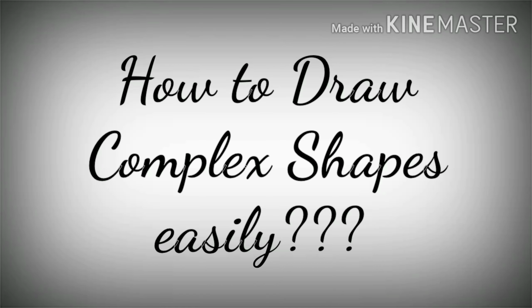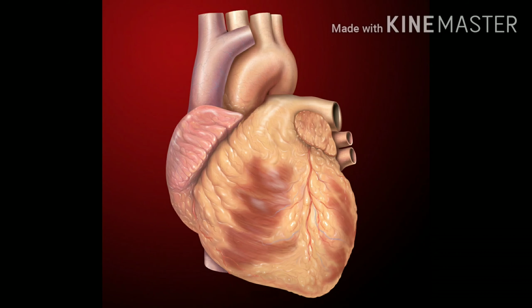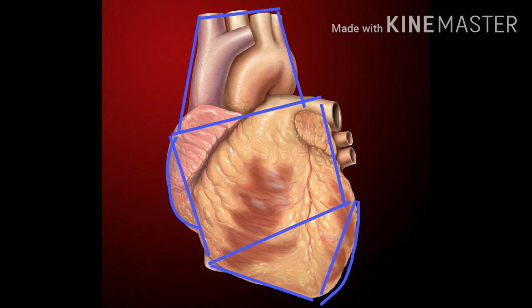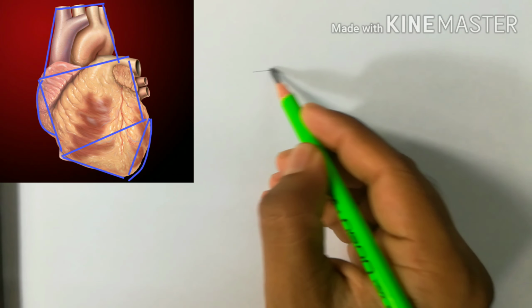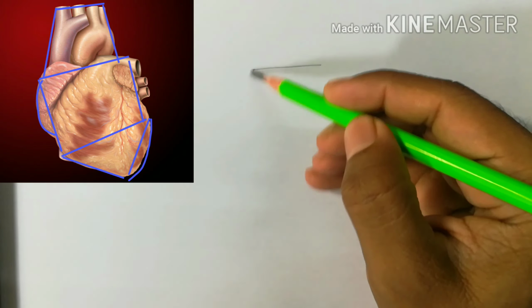So let's begin. Look at this. It has a complex shape. So our aim is very simple. We just need to divide it in some basic shapes just like this. And we can draw these simple shapes very easily, right? Why wait then? Let's draw.